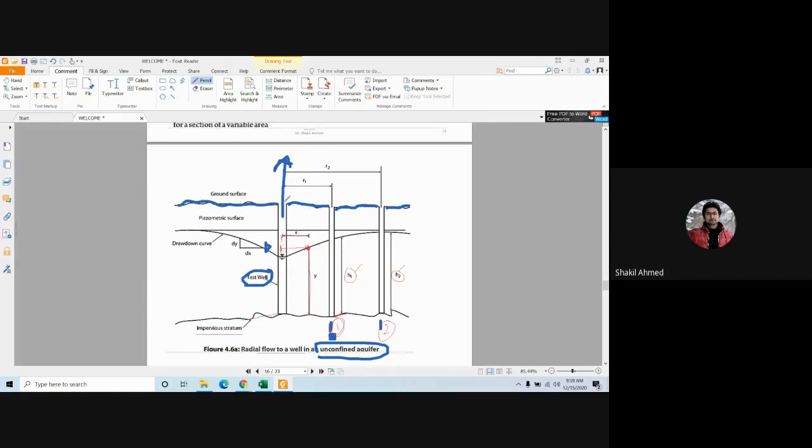Similarly, from the center of the test well, the horizontal distance to the center of observation well 1 is R1, and for observation well 2 this is R2. Center to center distance from the test well. Clear?